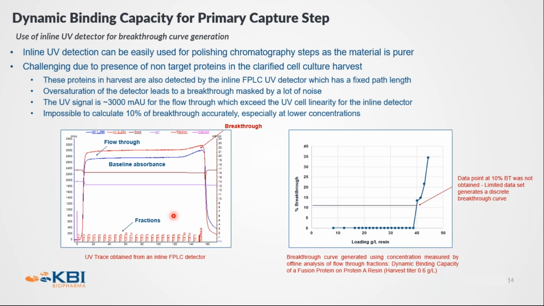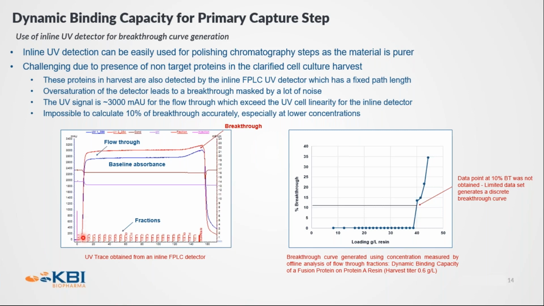Also, one point of importance here is that the feed titer matters a lot. If you have a good titer, let's say 2 to 3 grams per liter, you can see a nice distinct increase in the UV absorbance. But when we are talking about low titers, let's say less than 1 gram per liter, you will probably not even see this type of increase in the UV absorbance. So this is one of the problems associated with inline UV detectors, which are fixed path length.